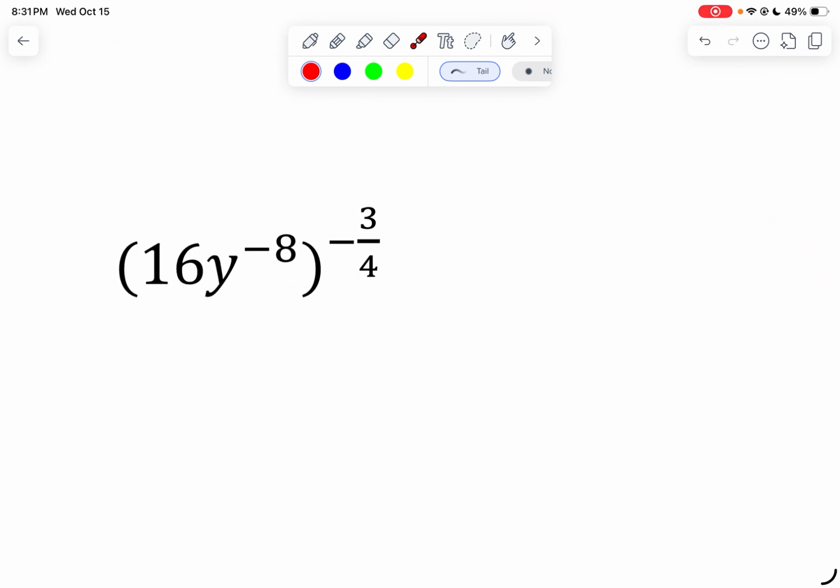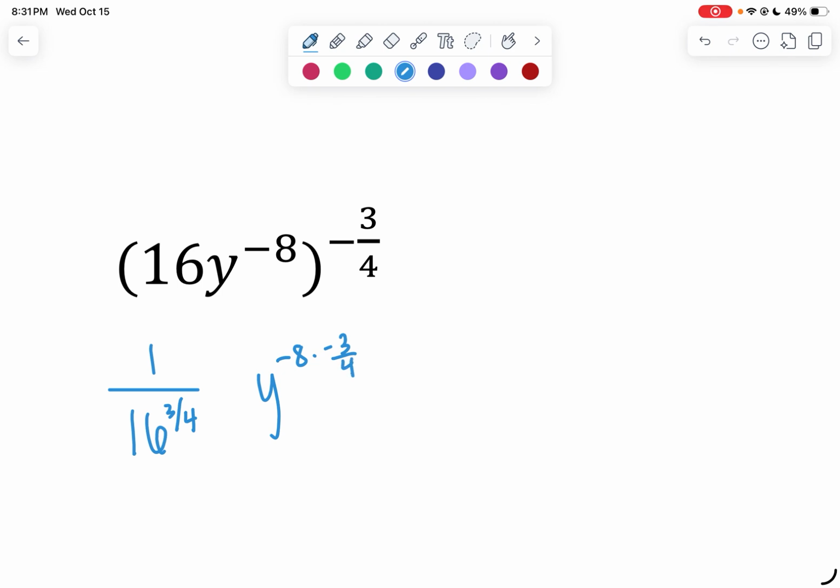Okay, I have 16y to the negative 8, all to the negative 3/4. Okay, all of this is going to the negative 3/4 power. So I'm going to break this down with this part first, and then I'm going to do the variable, kind of like what I did in the last one. So that would be 1 over 16 to the 3/4. And then that would be y to the negative 8 to the negative 3/4.